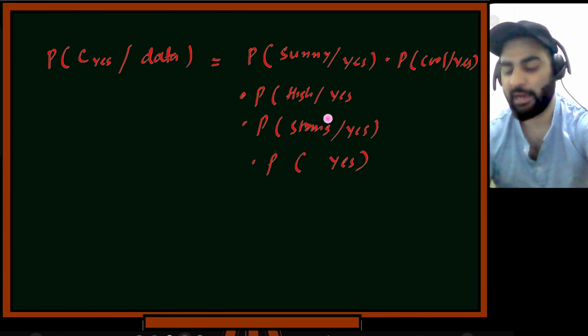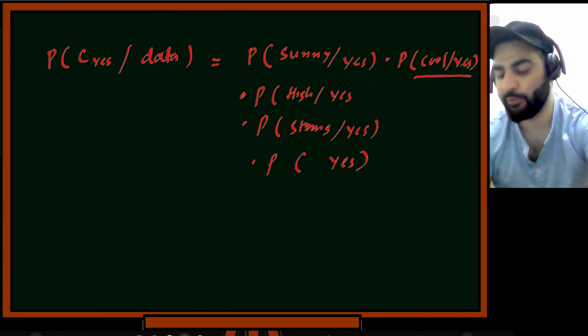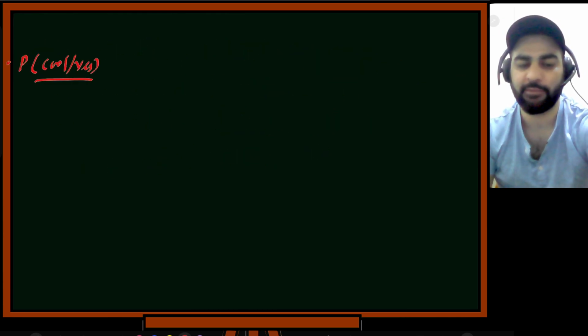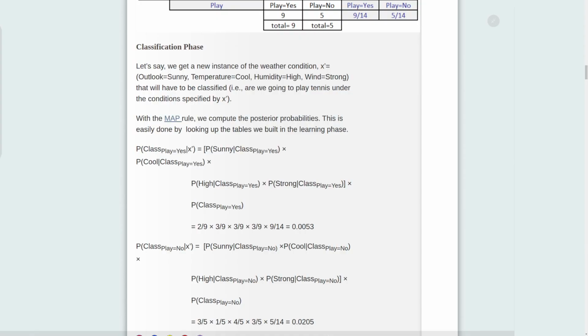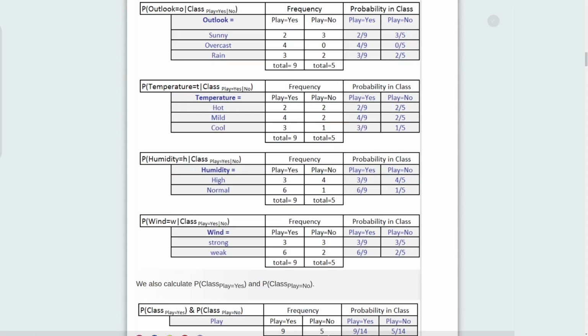Now I have all these values in my table. If you see all these values: probability of sunny given yes, probability of cool given yes, probability of strong given yes, and probability of yes, I have all of these probabilities within my table. I'll show you the table again. Where is that? So it is here. So you see this. Okay.